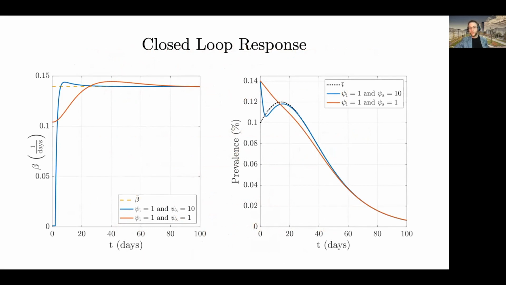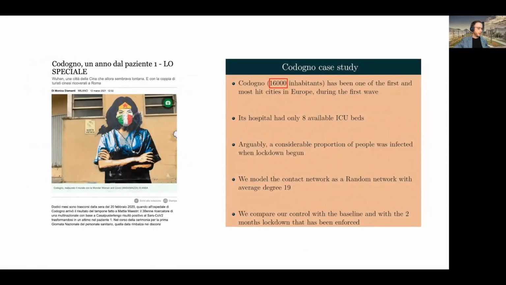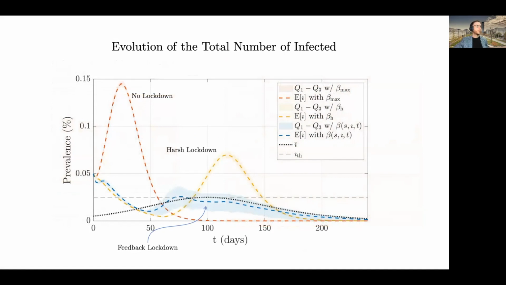It's probably more interesting to see how the closed loop system behaves in a more realistic situation. Here we implemented an even more complex version of the model that we discussed in the beginning. So we have very high dimensional dynamics, and a whole bunch of extra factors that make this situation pretty close to a realistic scenario. We identified the parameters of the system on the example of Codogno in Italy. And this is how the closed loop behavior looks.